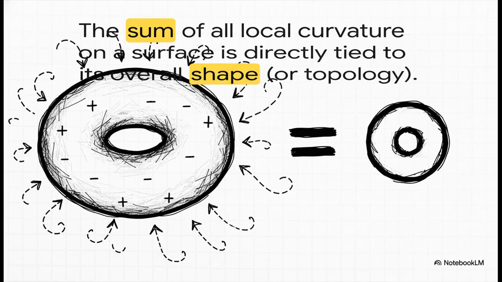What it says is that if you add up all of the local curvature values over an entire surface, a process mathematicians call integration, the grand total you get isn't some random number. No, it's a value that is directly locked to the surface's topology, which is just a fancy way of describing its most fundamental properties, like how many holes it has.